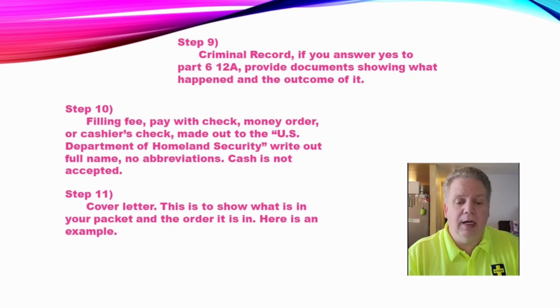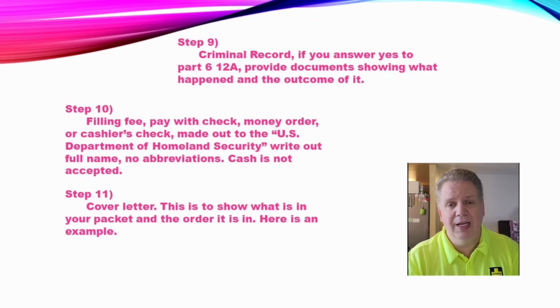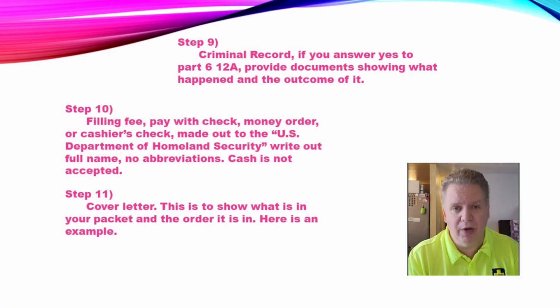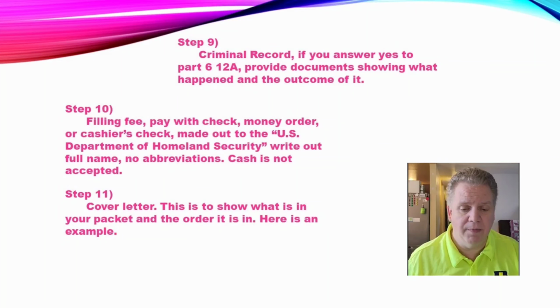Let's see. Step 10, filing fee. You can pay by check, money order, or cashier's check. It needs to be made out to the U.S. Department of Homeland Security. Do not abbreviate. If you do, they're not going to accept the check because it's going to go to the wrong department. They also do not accept cash. So, again, make sure it's either check, money order, or certified check.